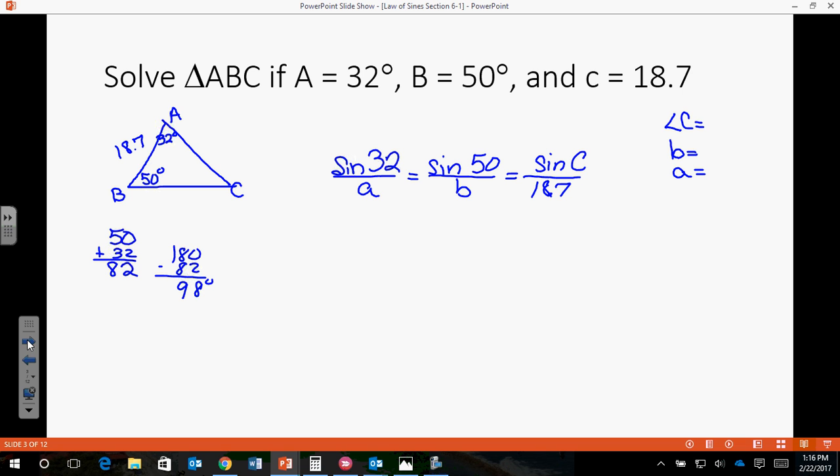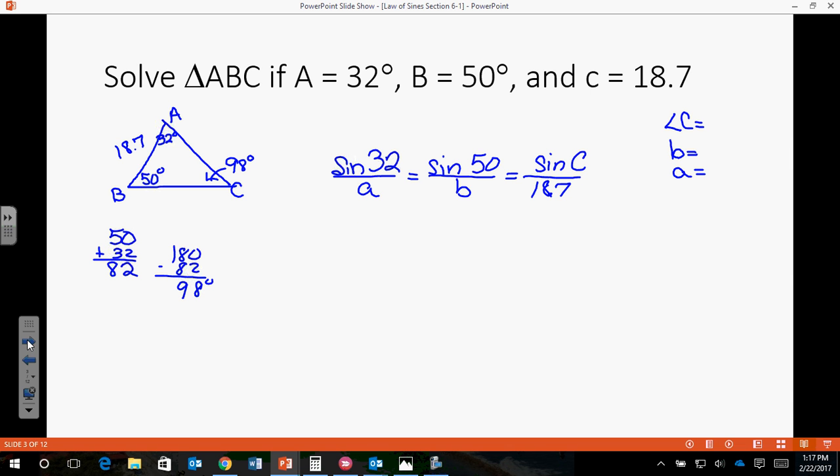Doesn't have to look perfect. But if you want to redraw it as an obtuse triangle, so the drawing makes sense, you can do that. Okay? All right, so we've got a 98-degree angle here. That means that, are you going to find A or B first? It doesn't really matter. What's your choice?